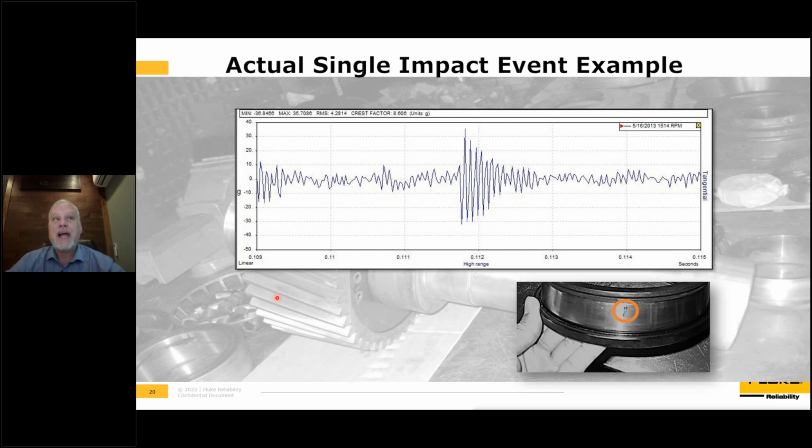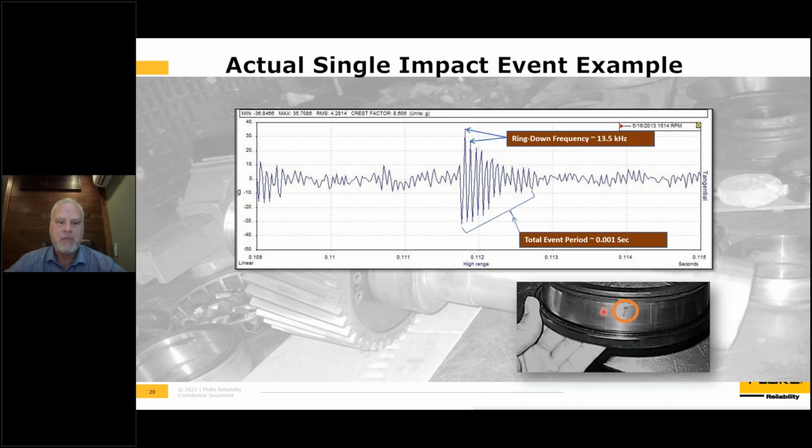This is an example of actual data. If you notice, this is a very, very short, 6 milliseconds. It's a very short data set. And you very clearly see this impact event that happened. Very interesting. You notice on the amplitude, it's plus or minus 35 Gs, so it's over 70 Gs in impact amplitude, very high and very noticeable. So this is really great. This is what we're trying to capture, and I've got a picture of the bearing behind it. This is the actual defect that was causing this particular impact.